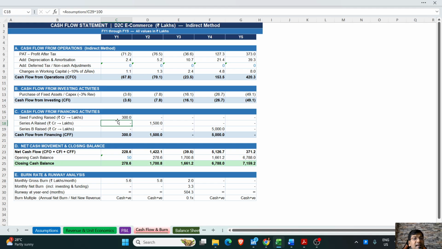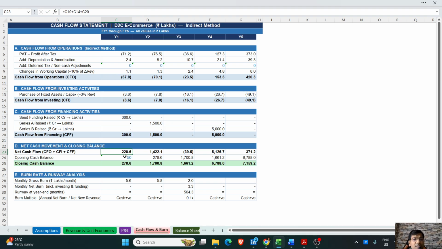investing activities. And then as we have seen, the company will raise 3 crores in the first year, 15 crores in the second year, and 50 crores in the fourth year, that also we will put as cash flow from financing activities. And hence my total cash flow will be my cash flow from operations, cash flow from investments, and cash flow from financing activities. So that becomes my net cash flow.